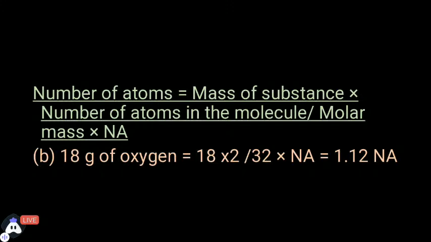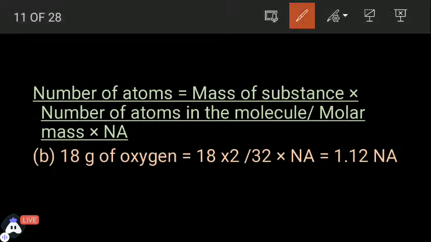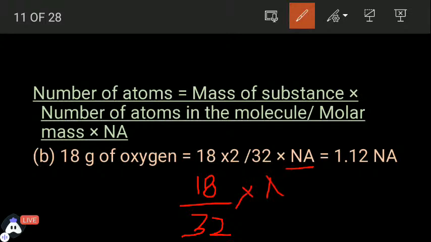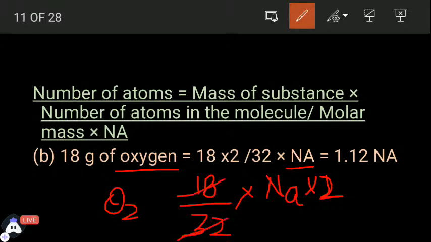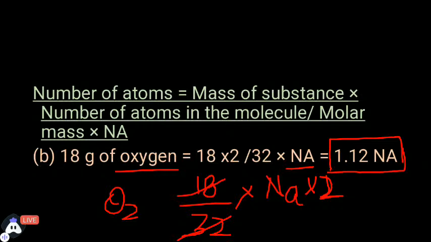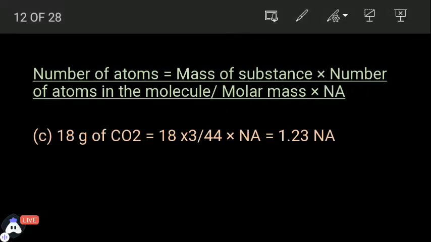Again, if we solve, it is given mass in gram, 18, upon molar mass. Molar mass of oxygen is 32. Then we have Avogadro number, which remains the same in each and every situation as it is a constant, into how many oxygen atoms we have. We are talking about oxygen gas, that is O2, so we multiply it by 2. After reducing each term, we are getting 1.12 times Avogadro number for the second part. If we talk about the third one, it is 18 gram of carbon dioxide.